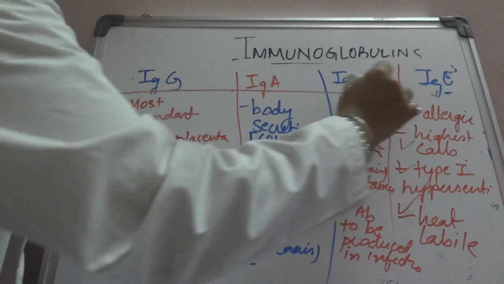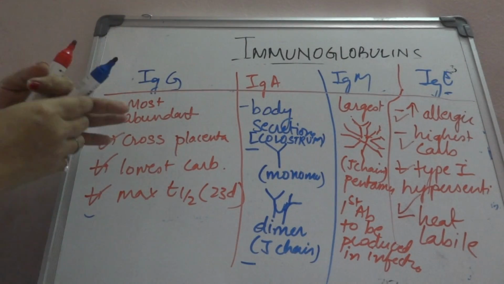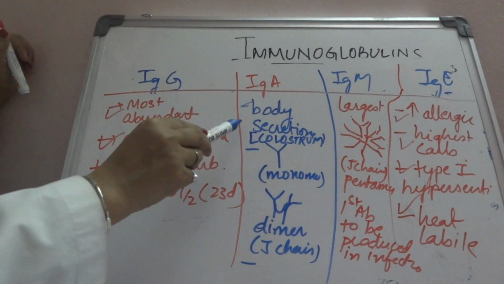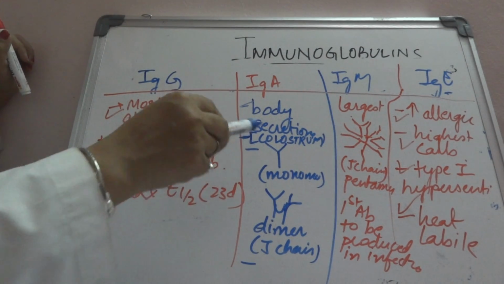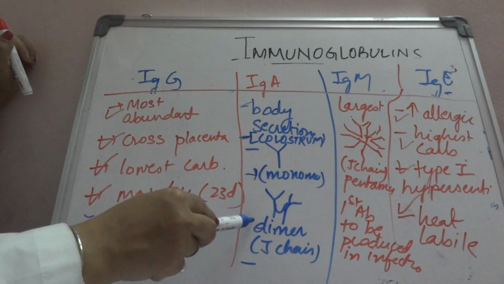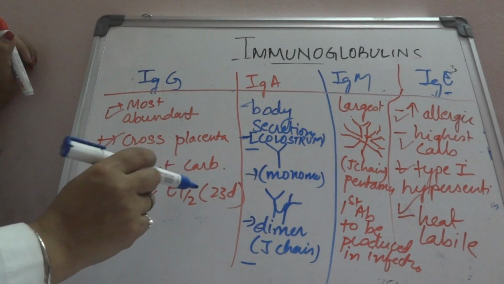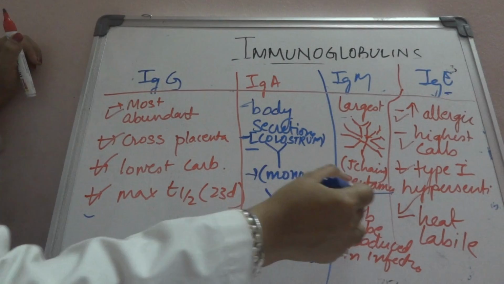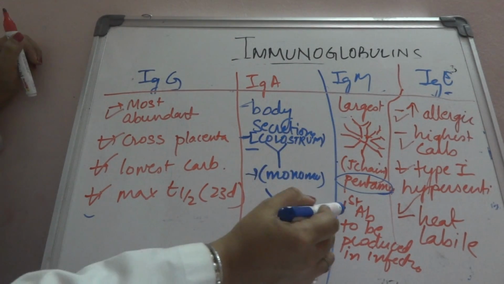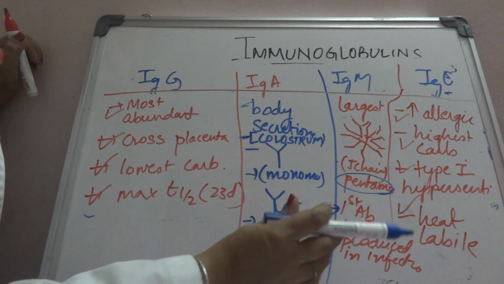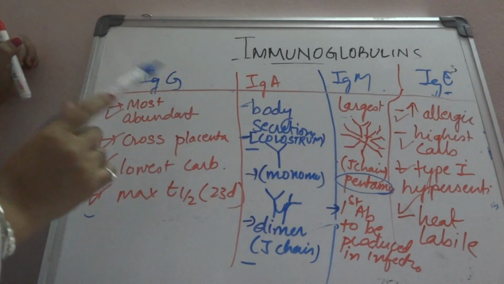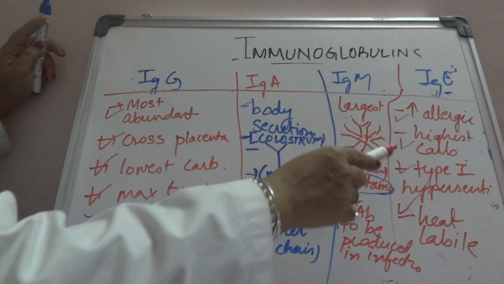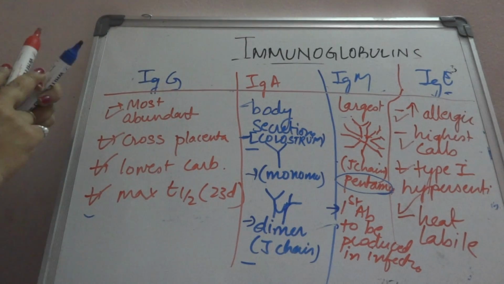So IgA is present in body secretions mostly and most important in colostrum. It can be a monomer, it can be a dimer through J chain. IgM is largest because it is a pentameric structure joined through J chain, and it is the first antibody to be produced in infections. IgE is increased in allergic conditions, has highest carbohydrate, type 1 hypersensitivity and lowest level.